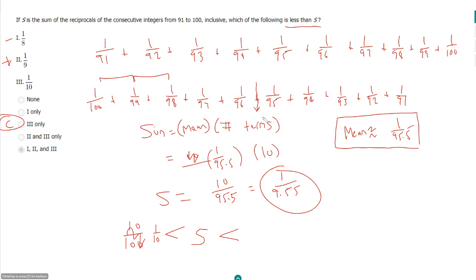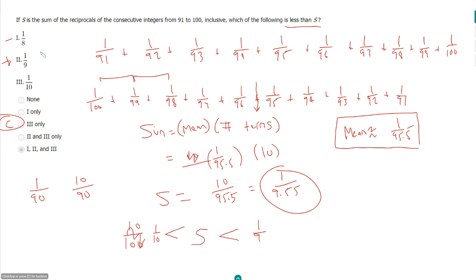And what do we know S has to be less than? Say I assumed all of my numbers were 1 over 90. It only goes to 1 over 91. If I assumed all of these terms are 1 over 90, that would certainly be a greater sum than what I have here, because all of my numbers are less than 1 over 90. So my sum would be 10 over 90, which is 1 over 9. And so I know S has to be less than that. So S has to be less than 1 over 9 and greater than 1 over 10.